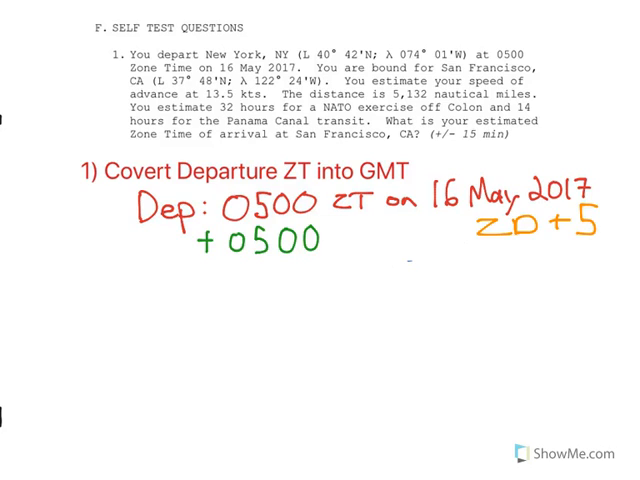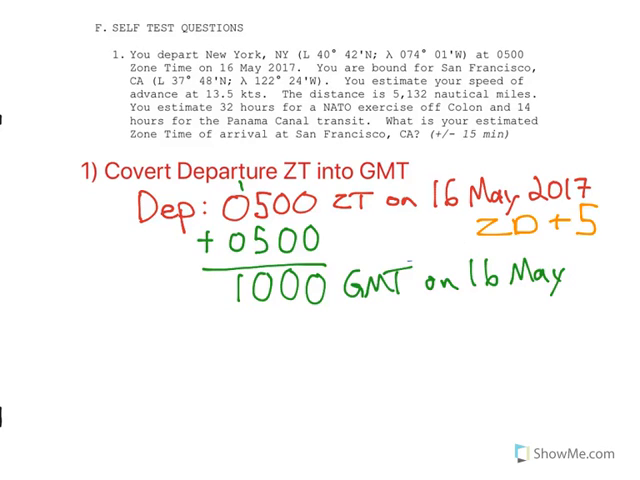And we'll do the math. We'll do it with you. So 0 plus 0 is 0, 0 plus 0 is 0, 5 plus 5 is 10. So carry the 1, 1 plus 0 plus 0 is 1. So we get 1000, and that's in GMT because we applied our zone description, and it is on 16 May 2017. Make sure we specify that it is GMT.